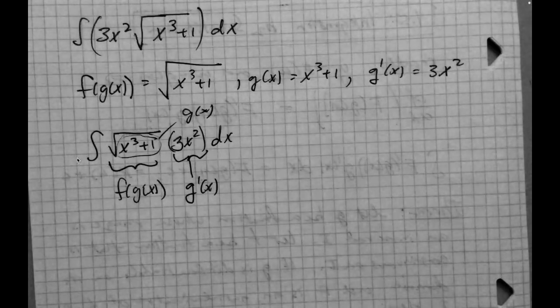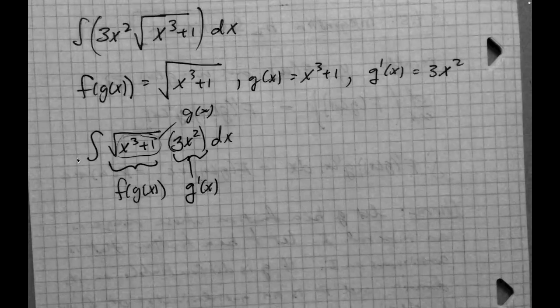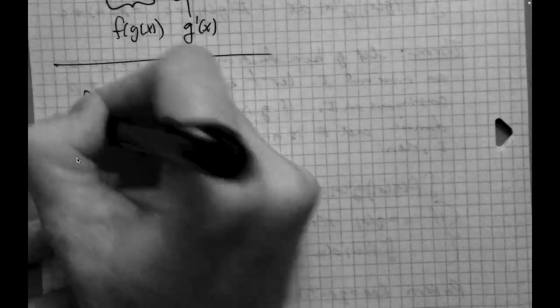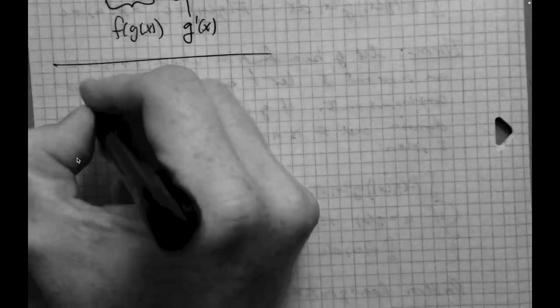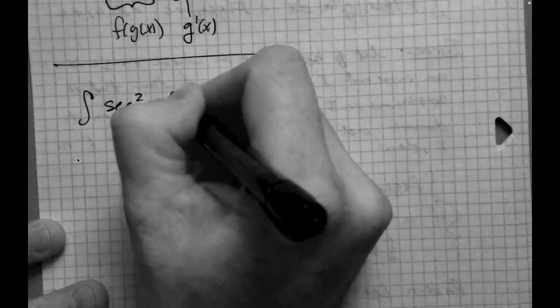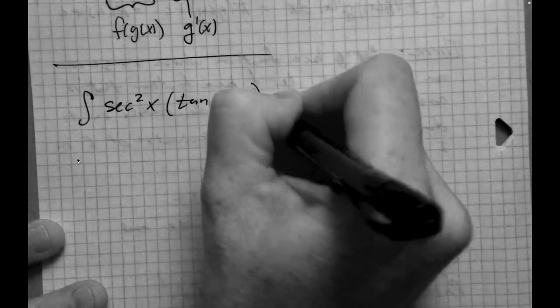And that's probably the most important thing about this kind of problem, this method: being able to spot this pattern when it's present. So another example, this one's slightly less obvious, I think. Secant squared x times tangent of x plus 3.